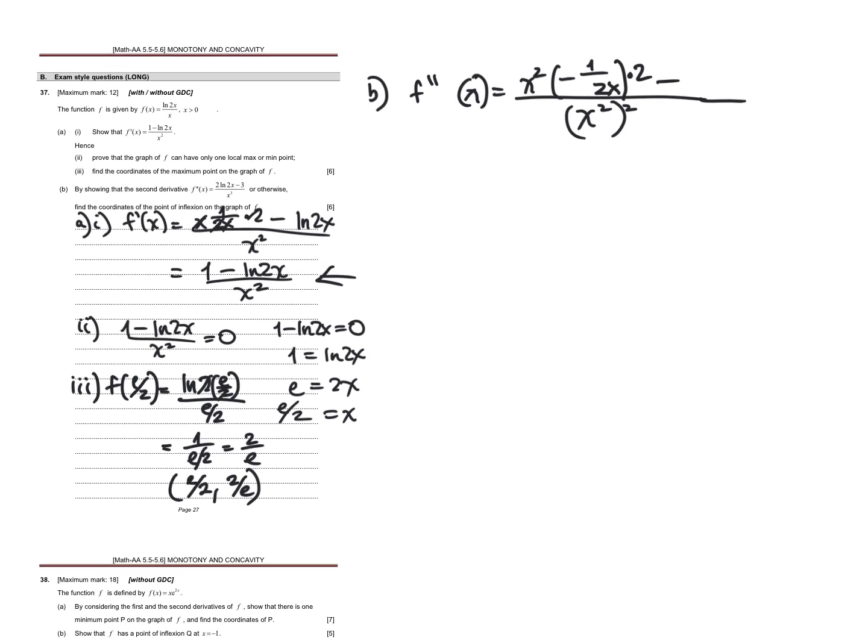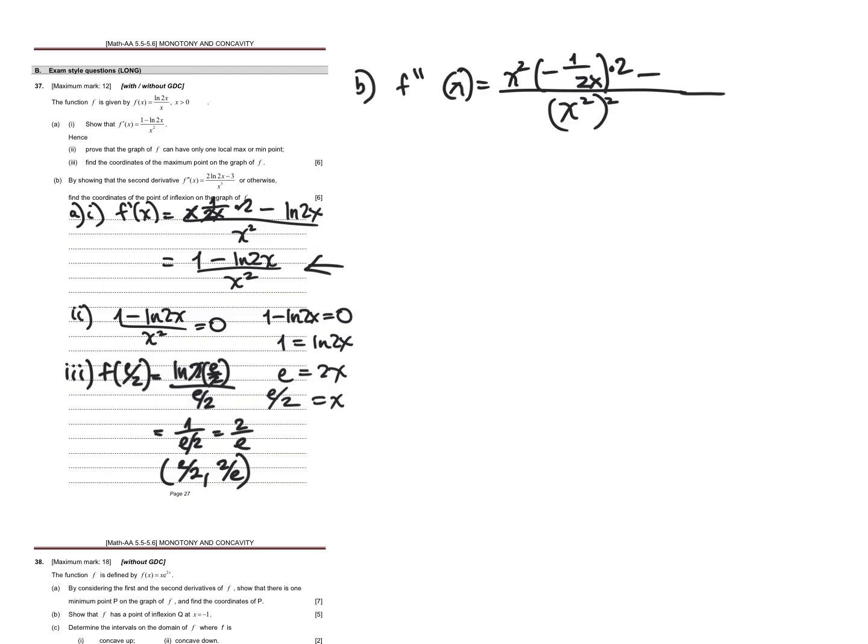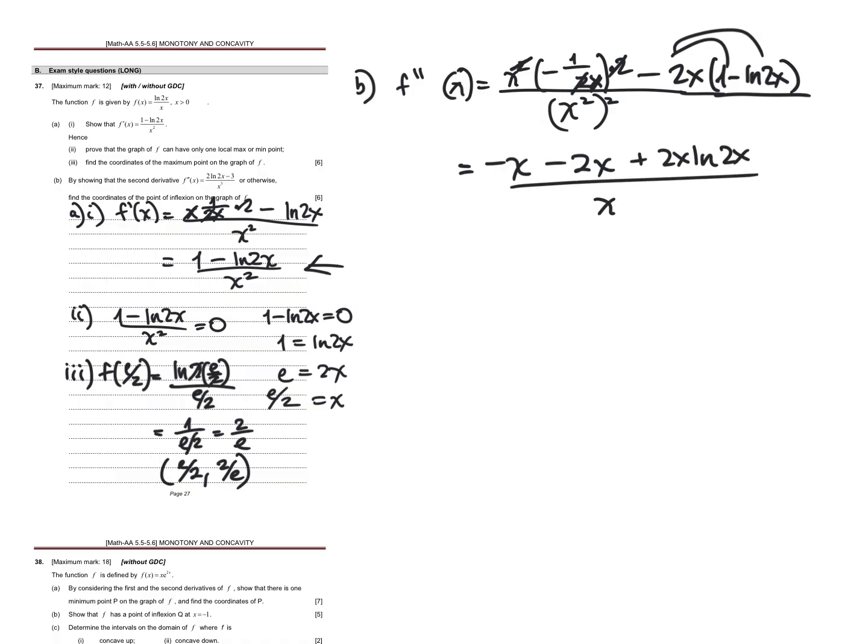minus, when we sub in the derivative of v, which is 2x, and then times 1 minus natural log 2x. And then we are going to have, so one of the x's cancels, the 2 cancels, so we're going to have negative x up top, and then minus 2x when we distribute this, plus 2x natural log 2x over x to the 4th.